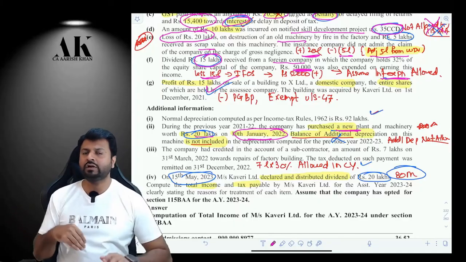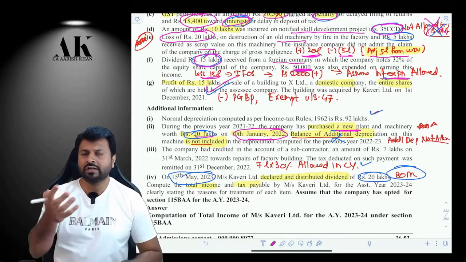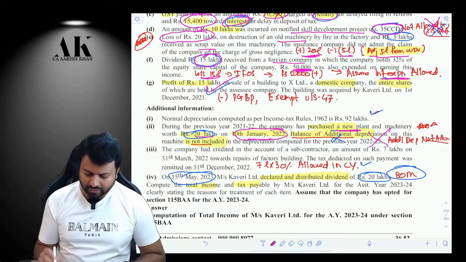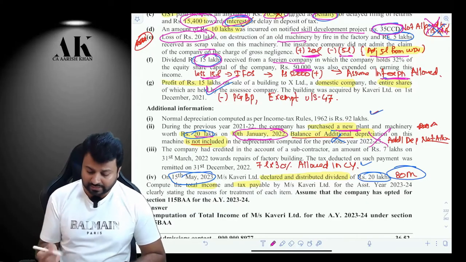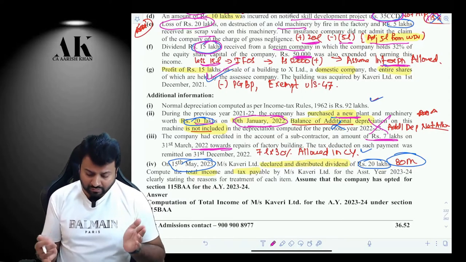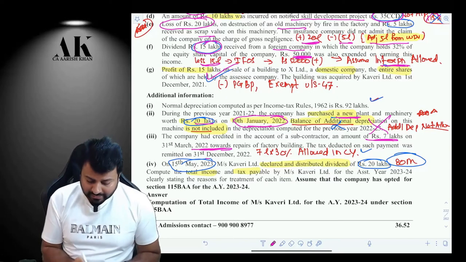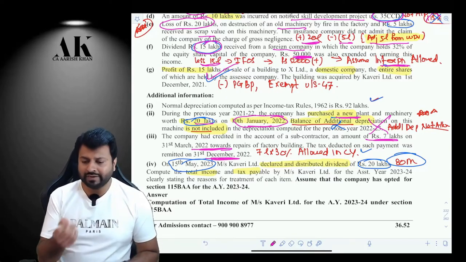So in the last year you would have got additional depreciation half only. Okay, now you want the additional depreciation balance half in the current year, but in the current year you cannot take it. Why? Because in the current year you are opting for 115BAA, therefore you cannot take the balance depreciation in the current year. Similarly, in the last year you have paid some amount to the contractor for repair of factory of around 7 lakh rupees, but you did not deduct the TDS and paid the TDS on time in the last year. So in the current year you are making the payment on time, so you will get the deduction in the current year.